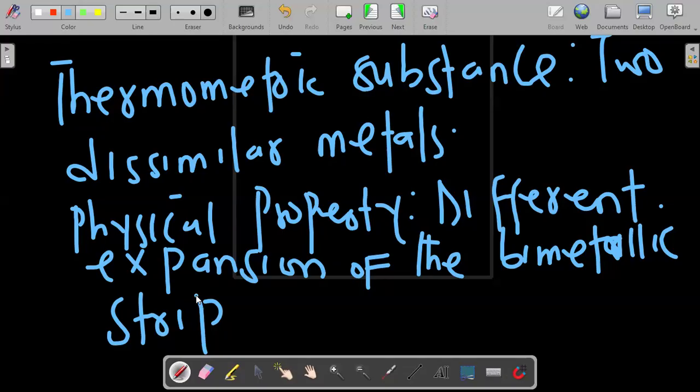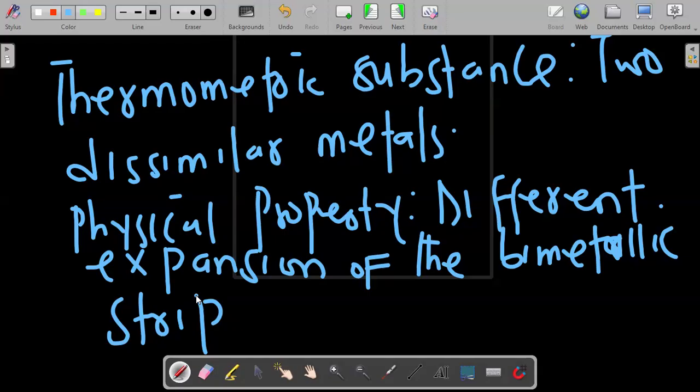It is the different expansion in the temperature of the bimetallic strips, of the two metals inside. That's what they call bimetallic. Bi means two. Some people pronounce it differently, but bi means two metals, two metallic metals. I hope it's clear.